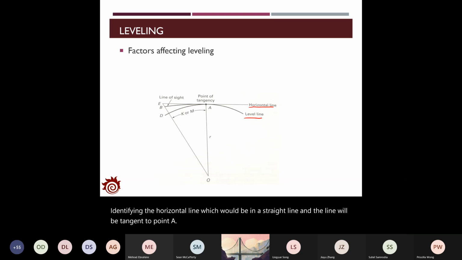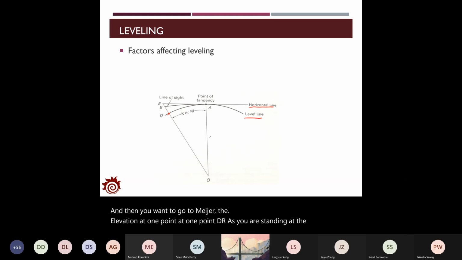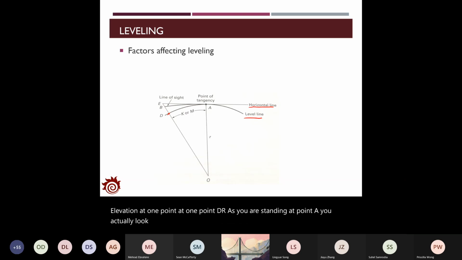And then you want to go and measure the elevation at one point D. As you are standing at point A, you will actually look through the horizontal line.